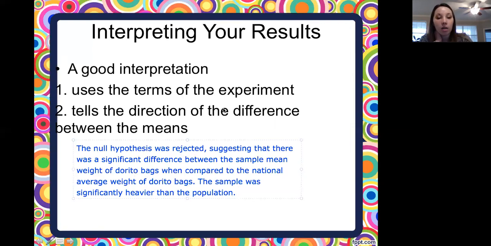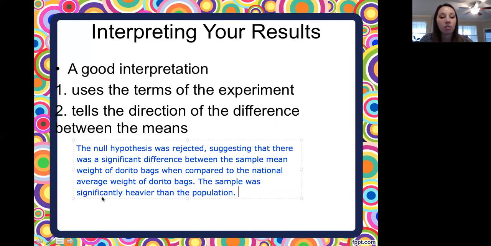Number two, we want to talk about the direction of the difference between the means. So that's the second sentence I wrote here. The sample was significantly heavier than the population. So the sample bags were significantly heavier than the population average bags were. So this is how you would write up your results for a t-test. You want to talk about the terms of the experiment, so what variables are being used, and you want to talk about the direction of your results.